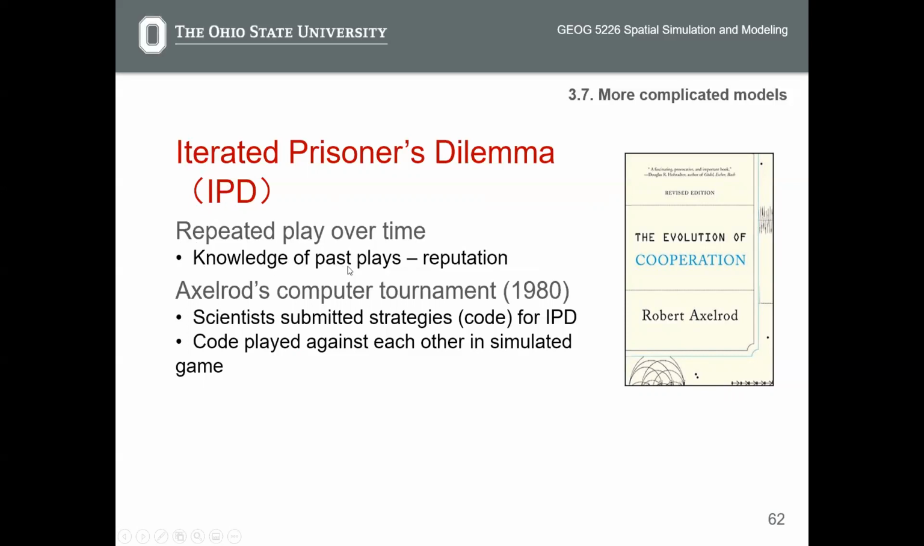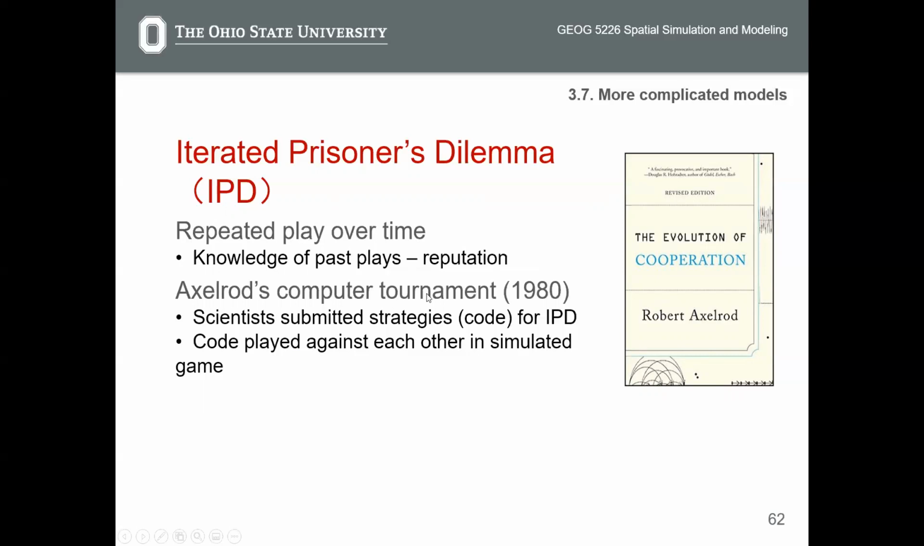The knowledge of past plays, which means reputation, matters, because there are prisoners A, B, C, D, E, F, maybe to Z, or prisoners 1, 2, 3, 4, 5, maybe 1,000 prisoners from 1,000 scientists. They are competing here, and when you repeat this process, you could encounter the same prisoner multiple times. You should consider this prisoner's past behavior to find an optimal strategy.